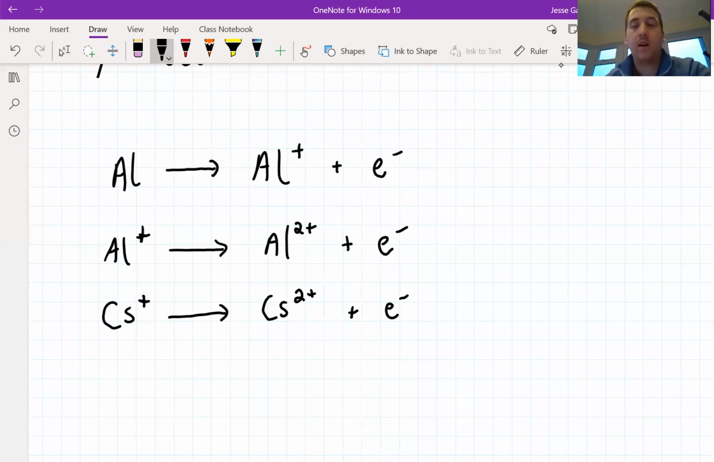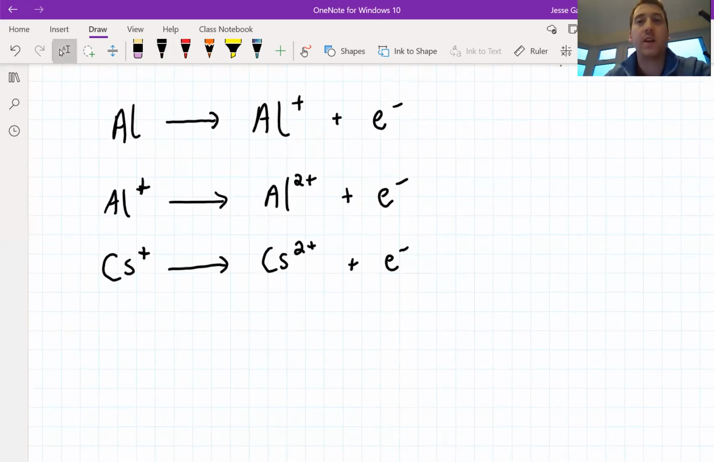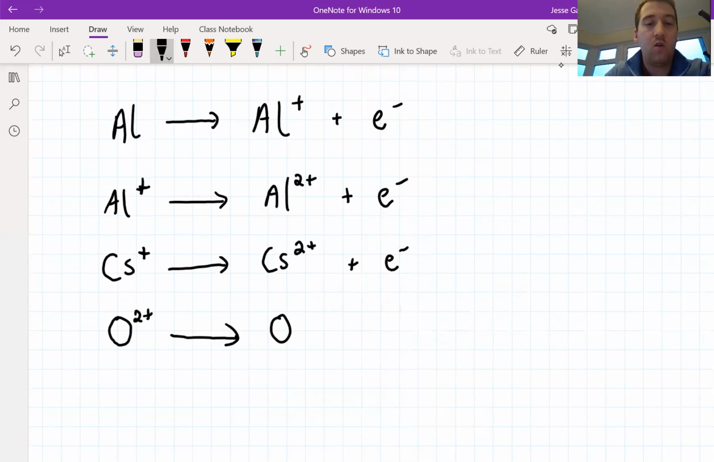All right. Now, what about if we do the third ionization? Let's write an equation for the third ionization of, say, oxygen. If I'm writing the third ionization, that means it's already lost 2 electrons, so it's already going to be O 2+. And it's losing a third electron, so this is going to be O 3+ and that third electron.